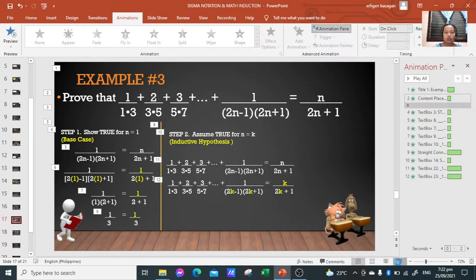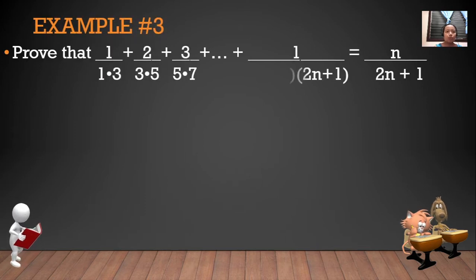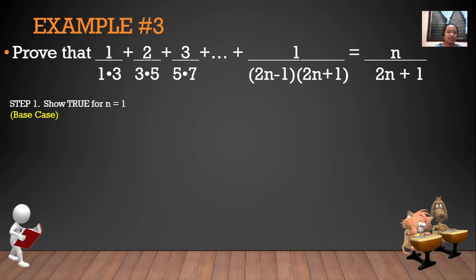Today we are going to prove another example, and that is example number 3. Prove that 1 over 1 times 3 plus 2 over 3 times 5 plus 3 over 5 times 7 plus ellipsis plus n all over the quantity of 2n minus 1 times the quantity of 2n plus 1, which is equal to n over 2n plus 1. So let's start with step number 1.